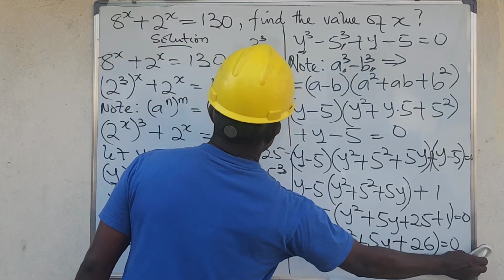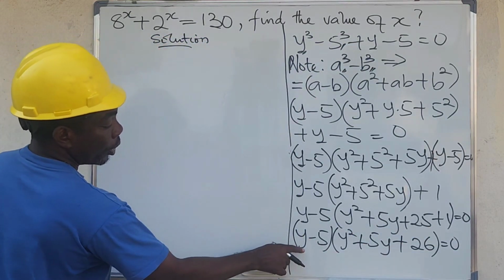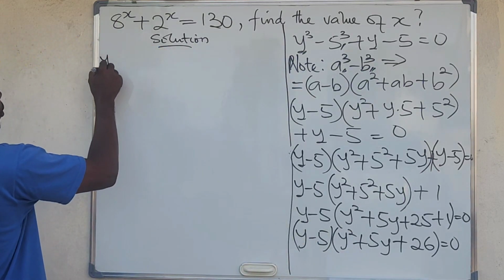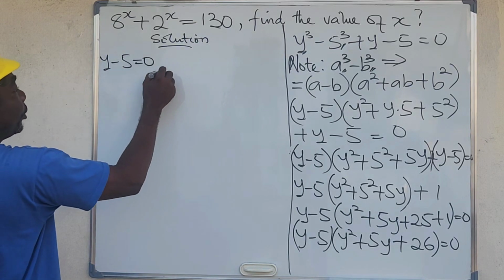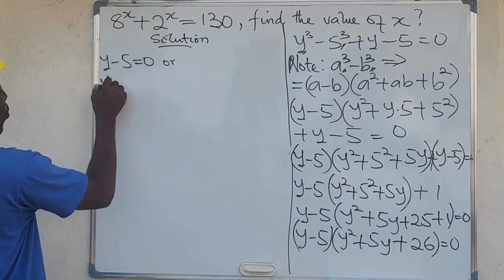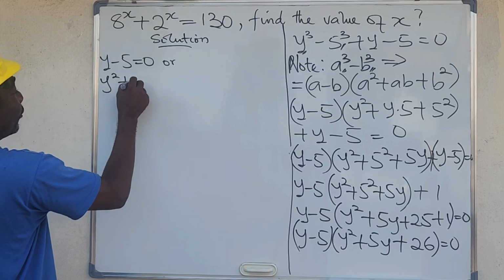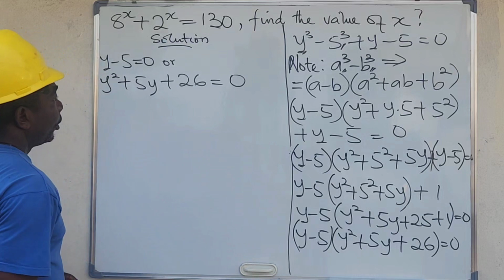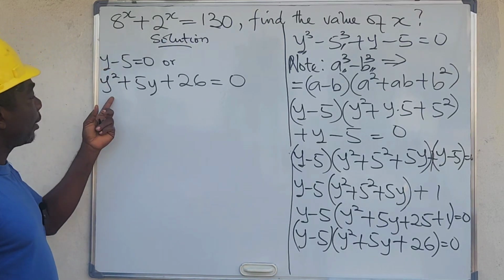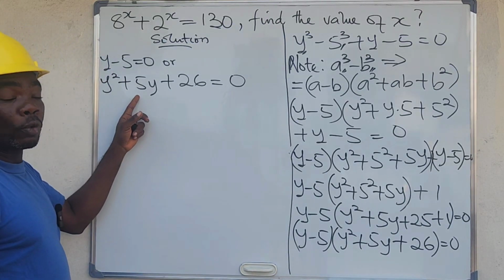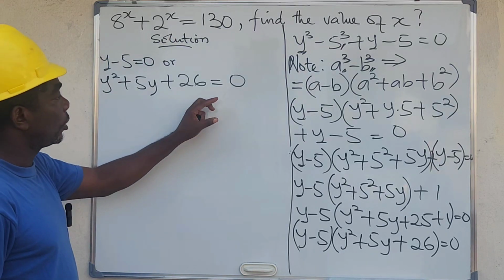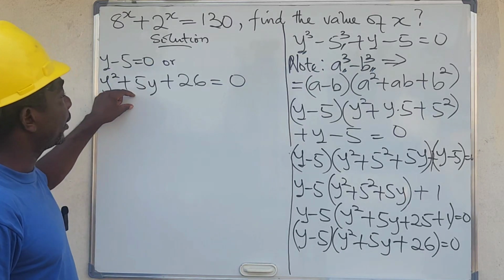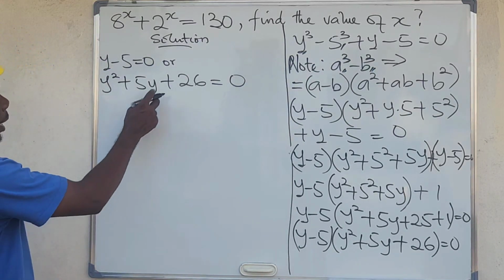So let's clean this. What we are going to do is either y minus 5 equals 0, or we have y squared plus 5y plus 26 equals 0. So we take the second one: y squared plus 5y plus 26 equals 0. This is a quadratic equation. We use the quadratic formula to find the value of y in this equation.